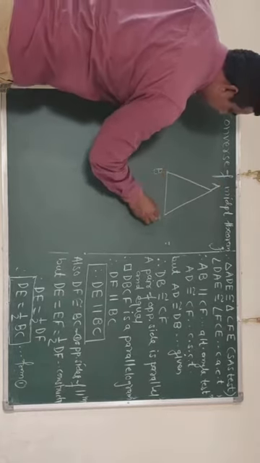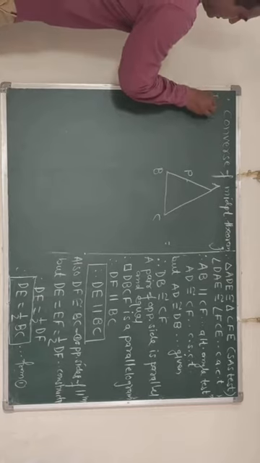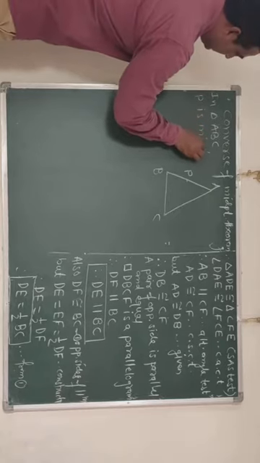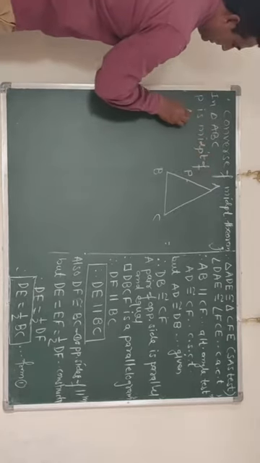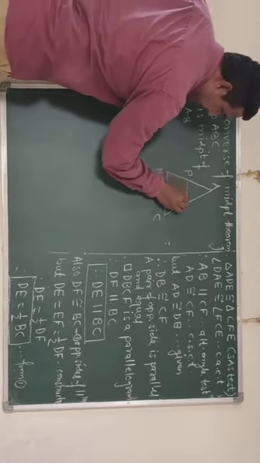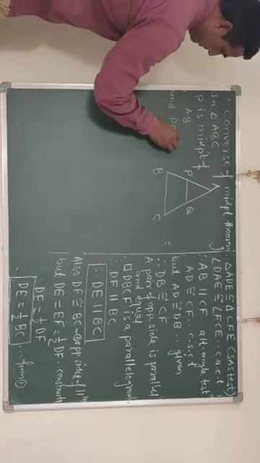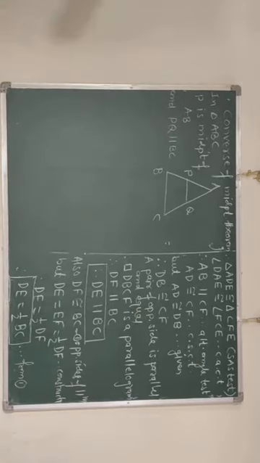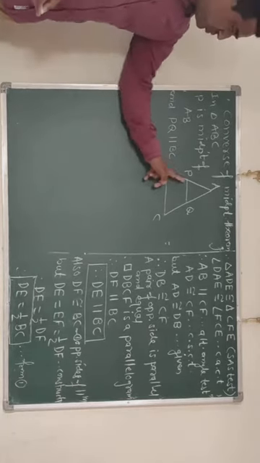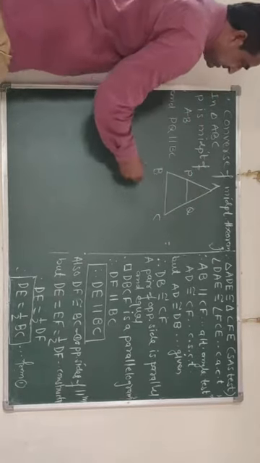Triangle ABC. And if you are given P is the midpoint of AB, and through this midpoint, if you draw a parallel line PQ parallel to BC. From the midpoint of one side, if a parallel line is drawn to the other side, then it bisects the remaining side. That is, this bisects this side.